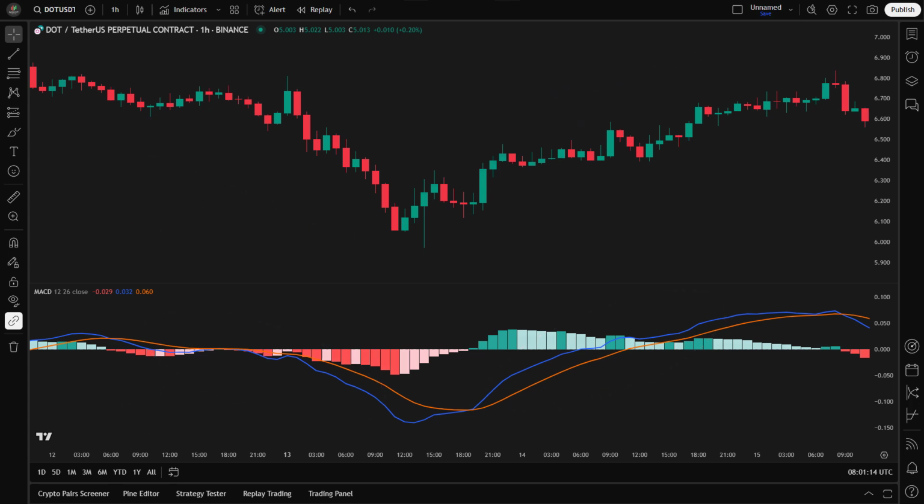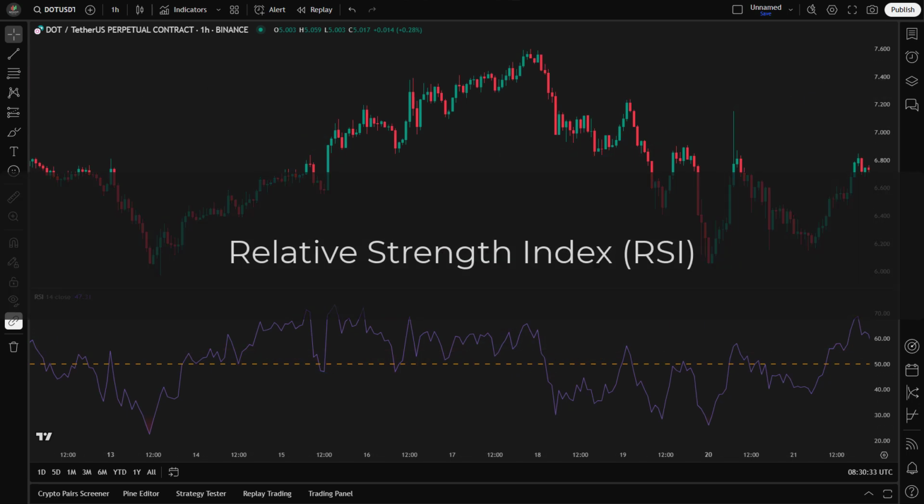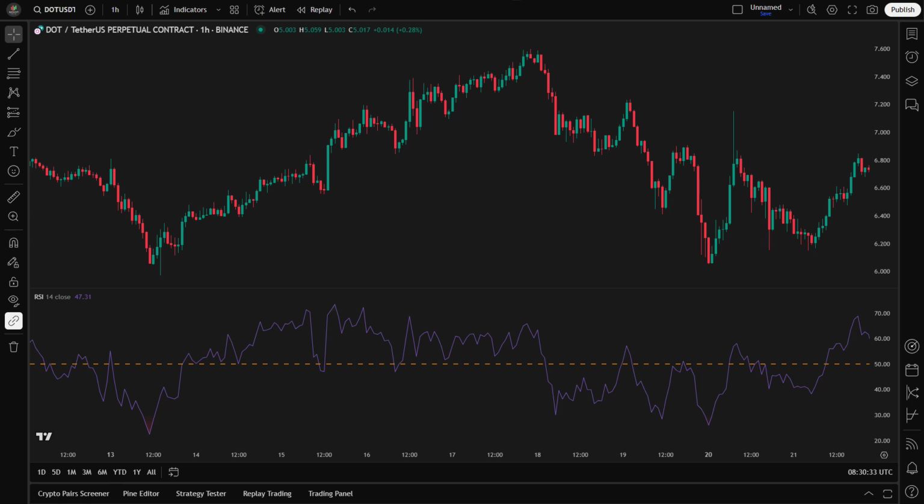The third indicator we'll be using is RSI, or Relative Strength Index, a momentum indicator that measures the strength of recent price movements. It provides insight into whether bullish or bearish momentum is currently dominating the market. In our strategy, we'll use a simple interpretation based on the 50-level midpoint.